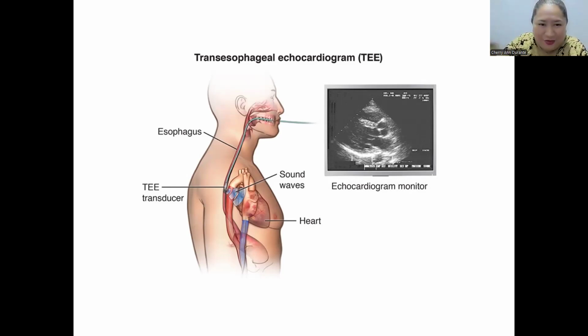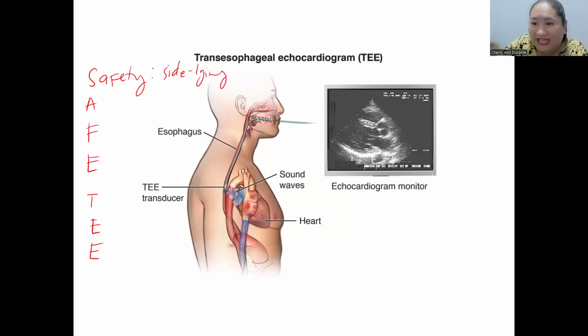To give you a mnemonic on what is important to recall, I'm going to give you the mnemonic SAFETY, but the letters are T-E-E instead of safety. The first important thing is safety, of course. With safety, the patient should be side lying to prevent aspiration. And do not forget to remove dentures. Okay, so these are quite important.